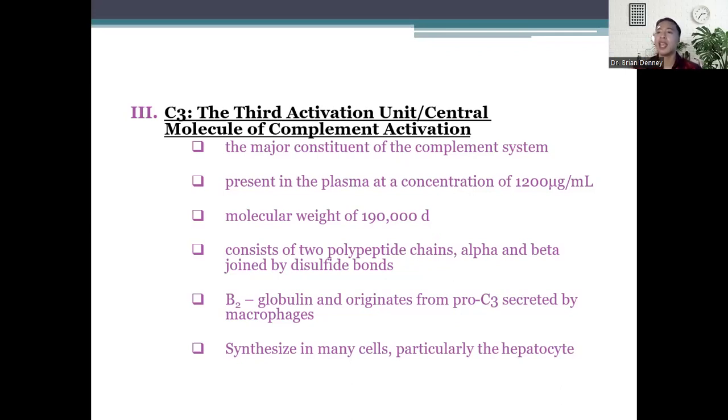What are the fragments produced? Correct, C3a and C3b. Which of these fragments is the smaller fragment? C3a. Which is the larger fragment? Correct, C3b. And which of these fragments participates in the classical pathway cascade? Correct, the larger fragment, C3b. What happens to your C3a? C3a is a byproduct of your complement activation.